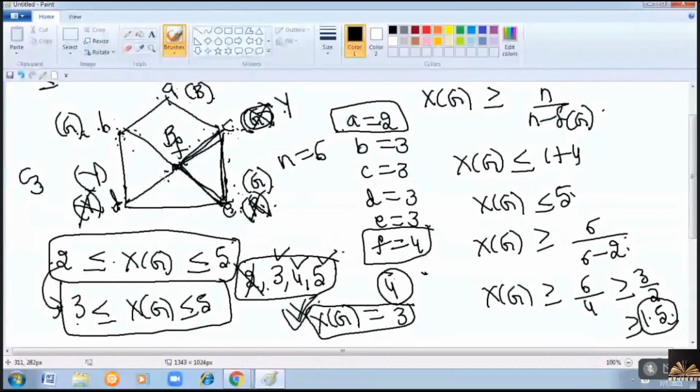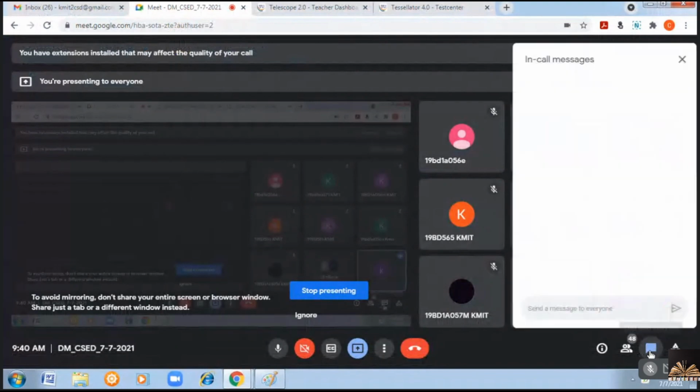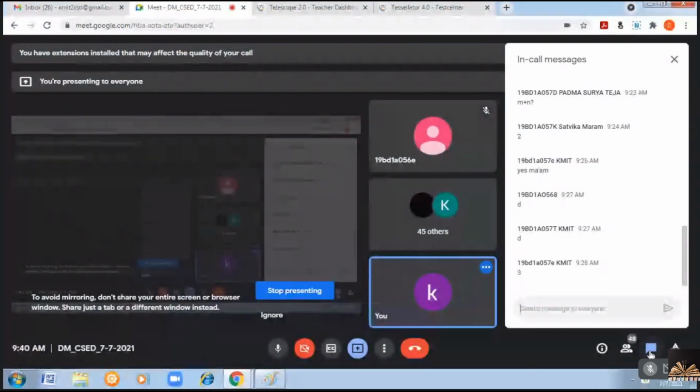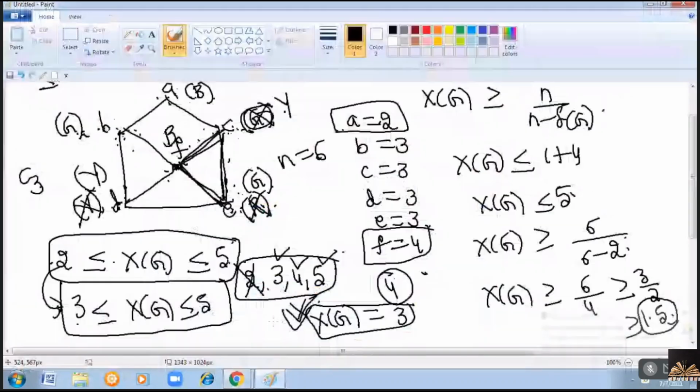Is it clear? Is this example that I explained now clear for you all? Okay. Shall I erase it?